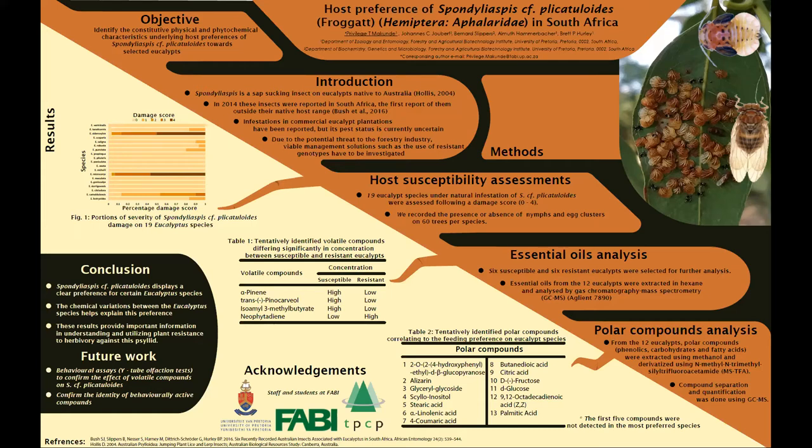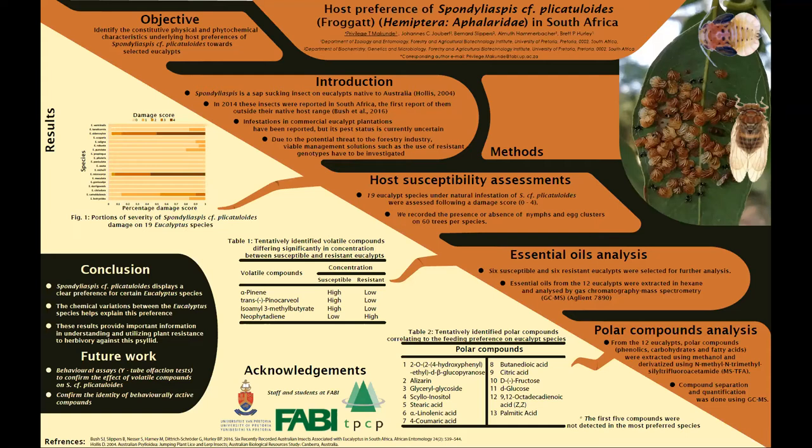This insect is now infesting commercial plantations of eucalyptus, but its pest status is unknown, both in South Africa and in its native range. Due to its potential threat to the forest industry, viable management solutions such as the use of resistant genotypes need to be investigated. So in this study, the objective was to identify the constitutive phytochemical characteristics underlying host preference of Spondylolepis.